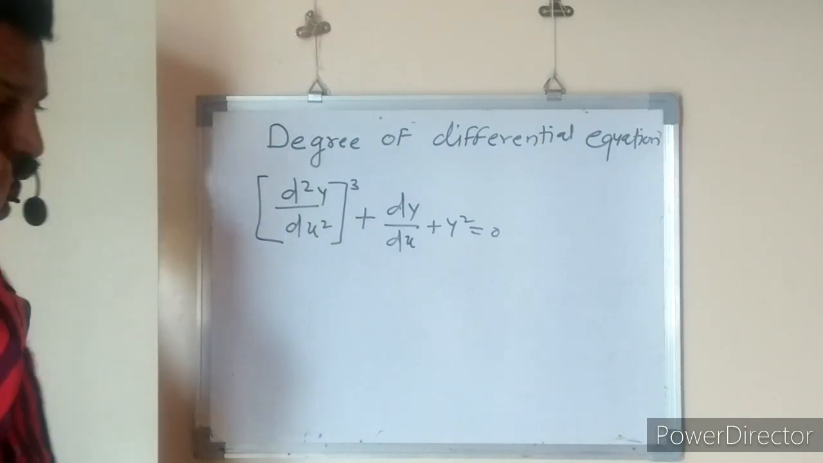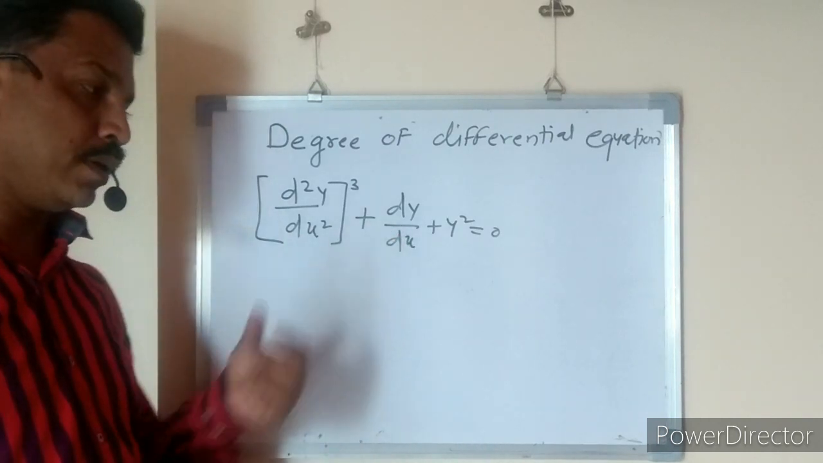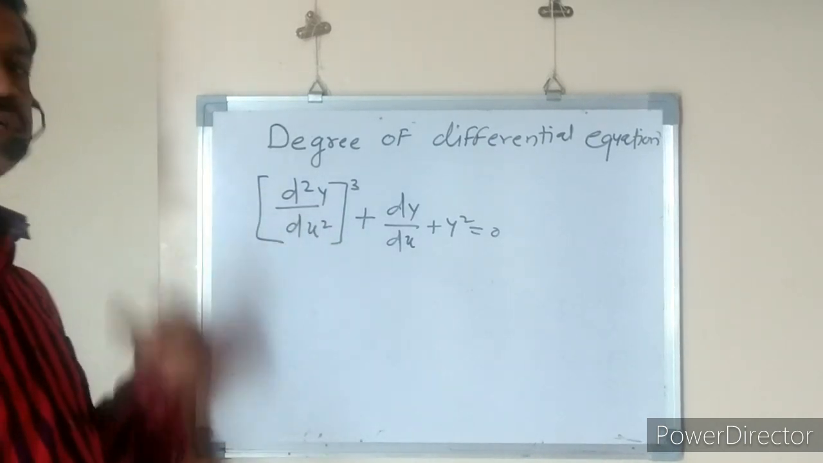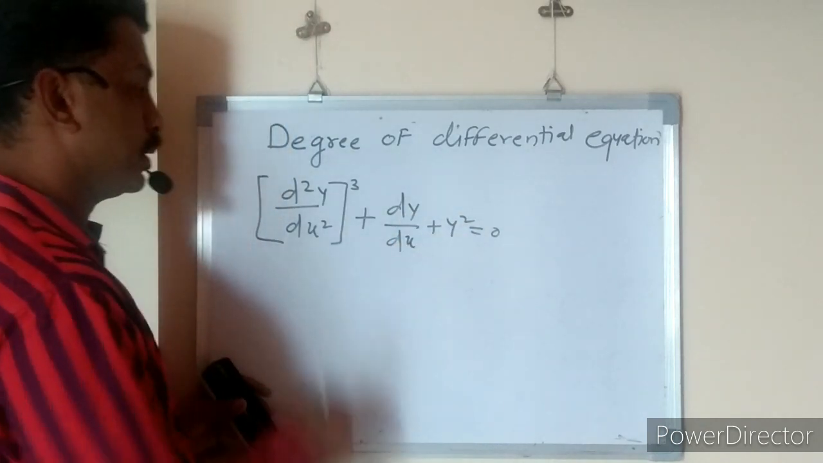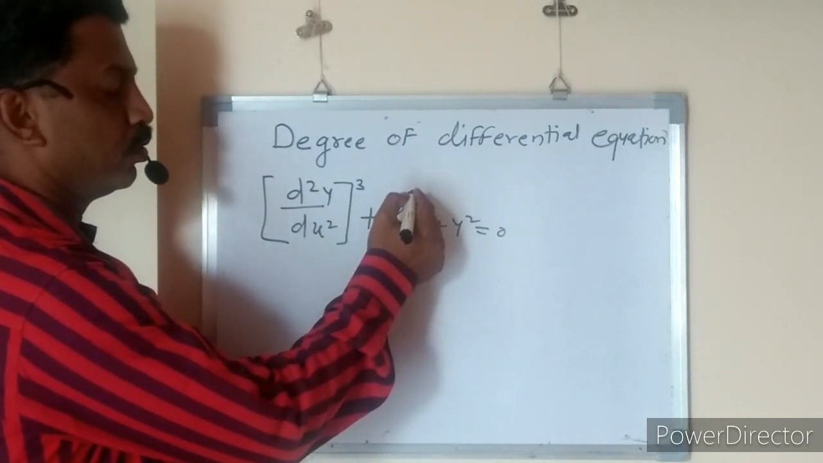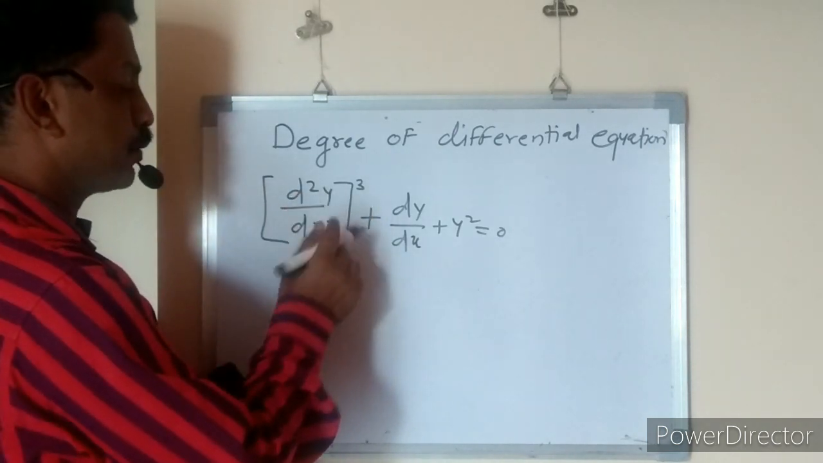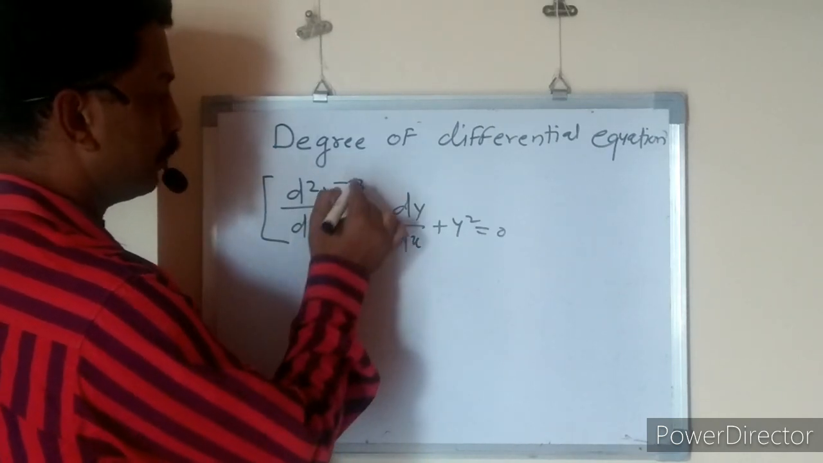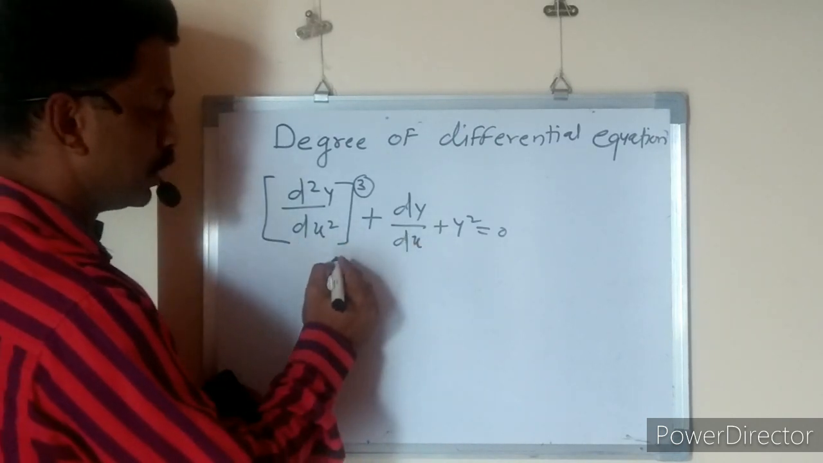The degree of a differential equation is the power of the highest order derivative after the equation is rationalized. Power of the highest derivative. Here one derivative is dy/dx, and here another derivative is d2y/dx². Since there is no number on dy/dx, it is the first derivative. d2y/dx² is the highest derivative in this equation, and the power of this highest derivative is 3, so the degree of this differential equation is 3.